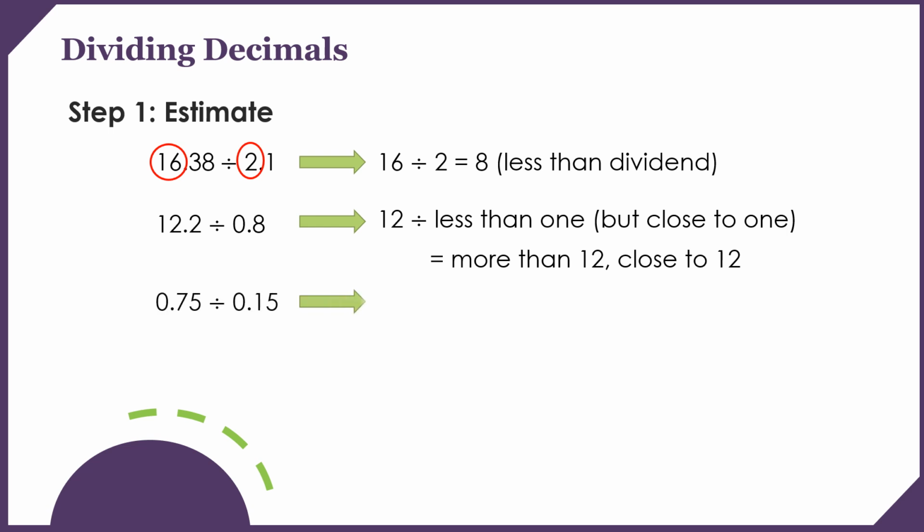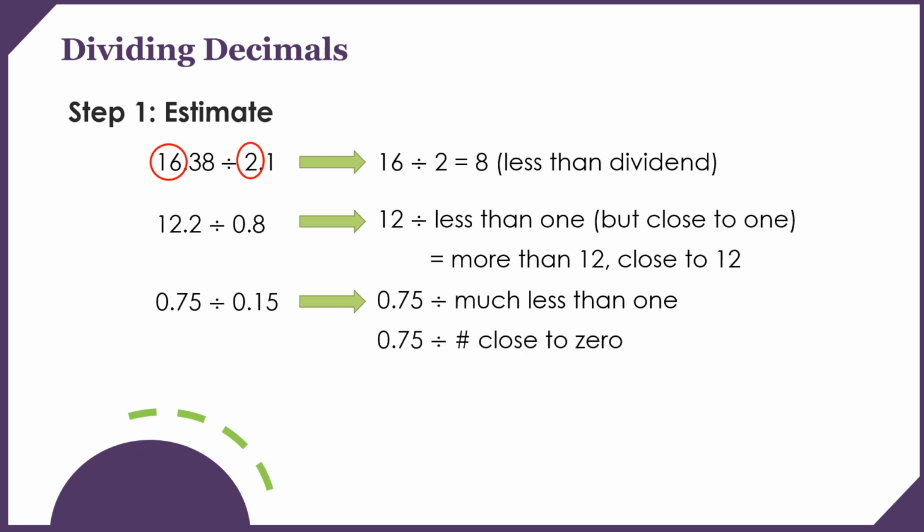7.5 divided by 0.15. We're talking about 7.5 divided by a number much less than 1 and a number that is fairly close to 0. So that number is pretty small. So we should, to be very general, end up with an answer that is more than 7.5. Could be significantly more because we're dividing by a fairly small number.